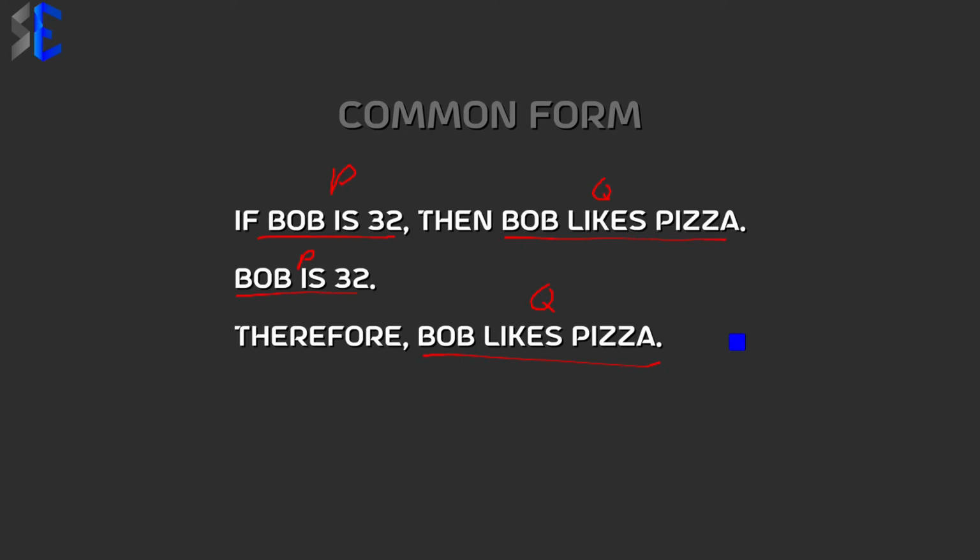So if P then Q, if P then Q, and then all you say in this case is just P, because that's just saying Bob is 32. And you say therefore, and there's a symbol for therefore, it's just 3 dots in a triangle, like that. So therefore, Q. So that's basically what you do.